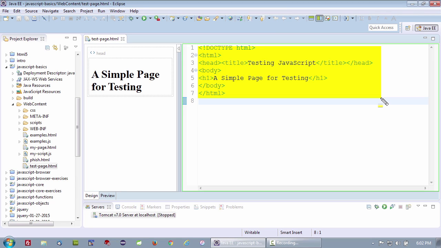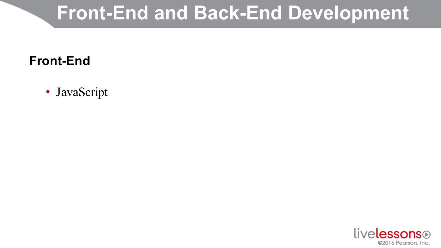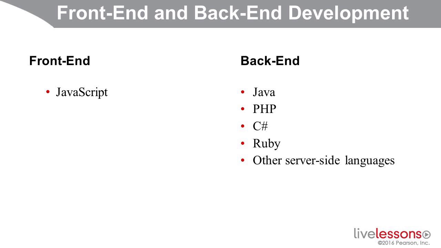And this combination of front-end code in JavaScript and back-end code running on the server in some other language is very typical of real-life applications. Most, even moderately complex real-life applications consist of both pieces: a front-end piece using JavaScript, that's what you're learning now, and a back-end piece running Java or PHP or C# or Ruby or some other language like that.